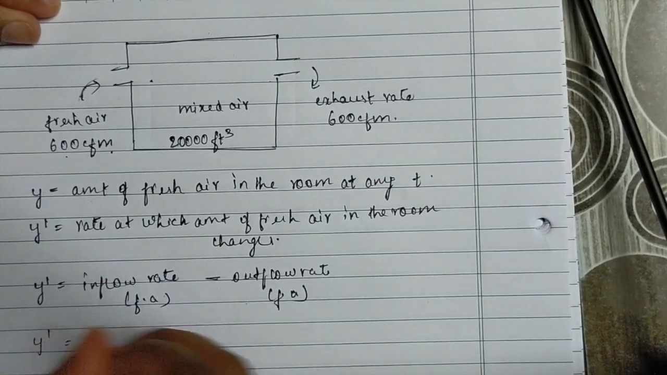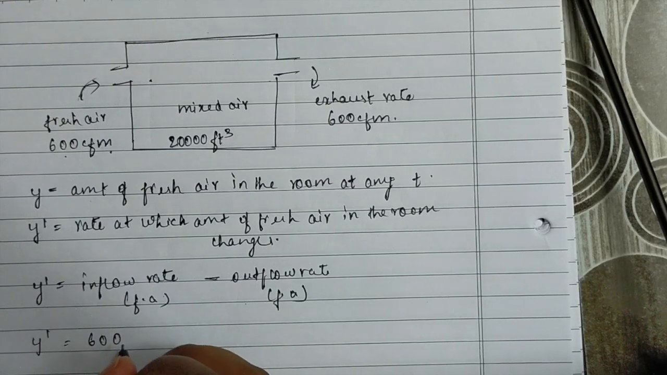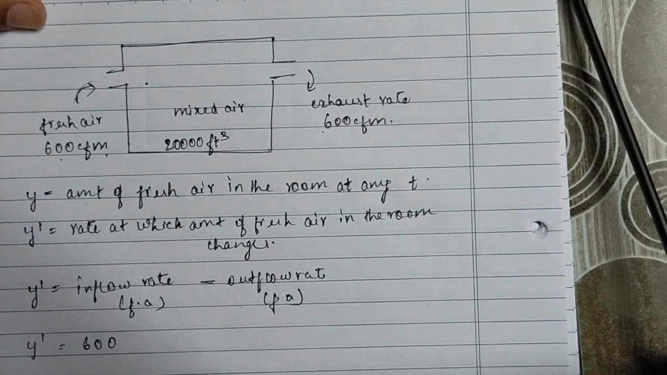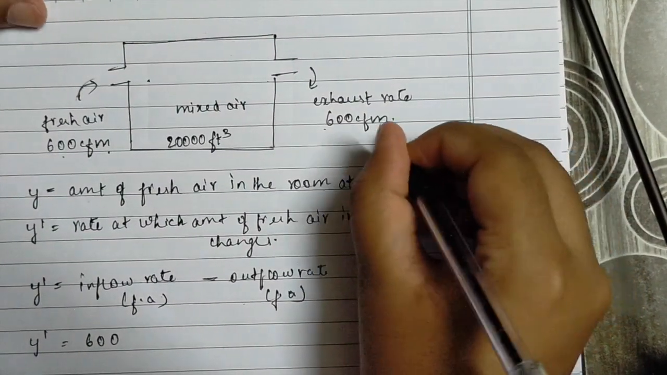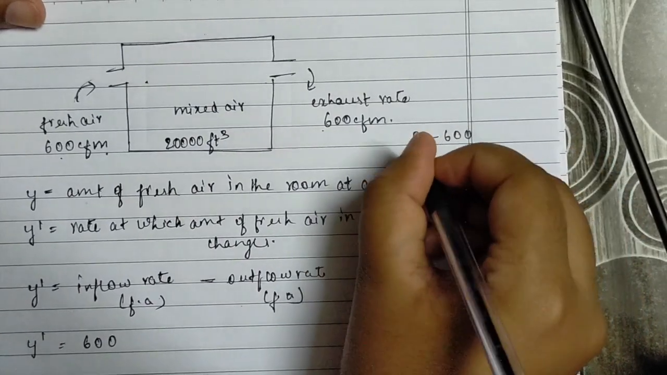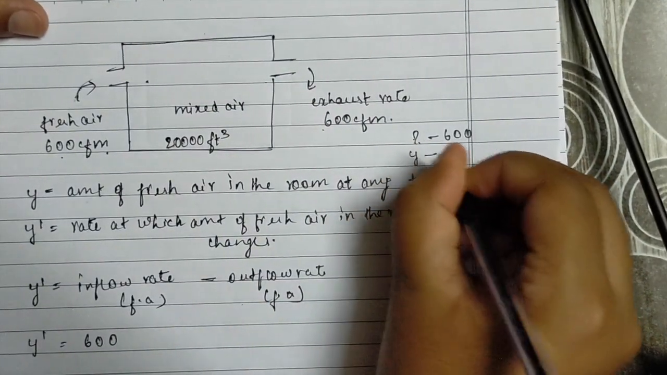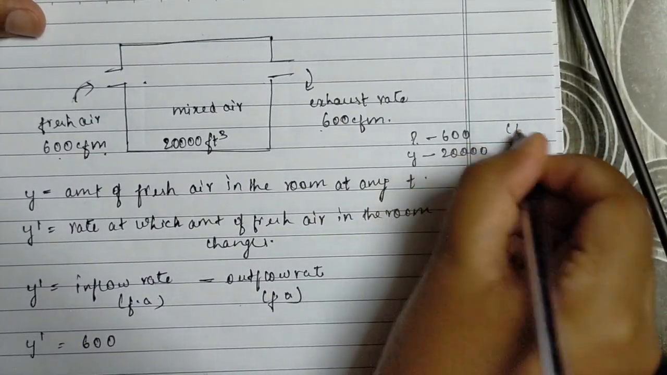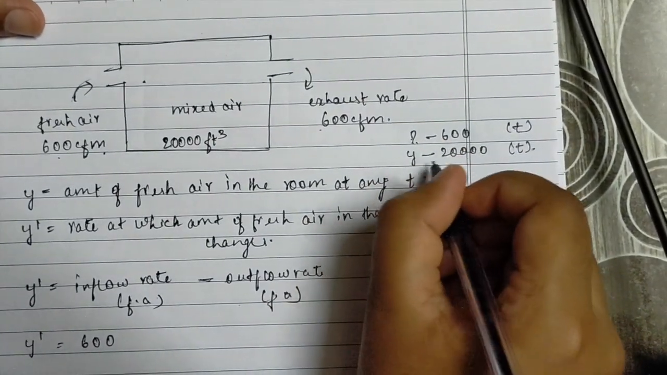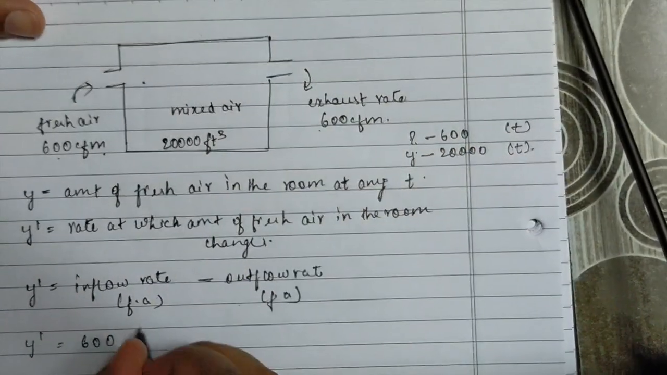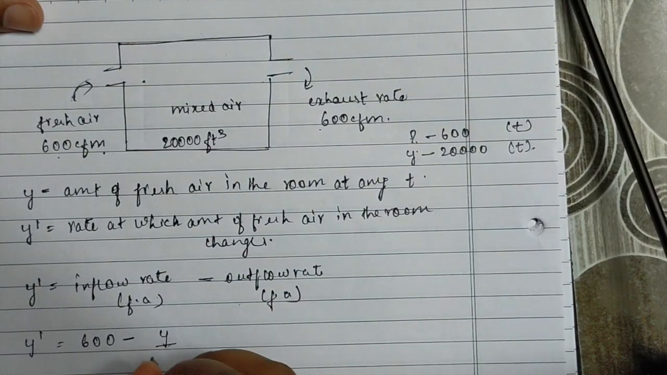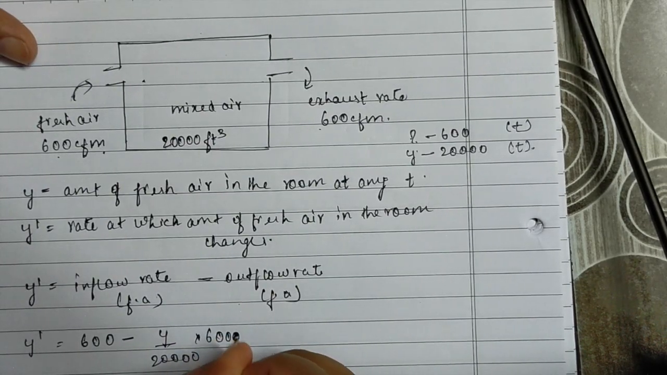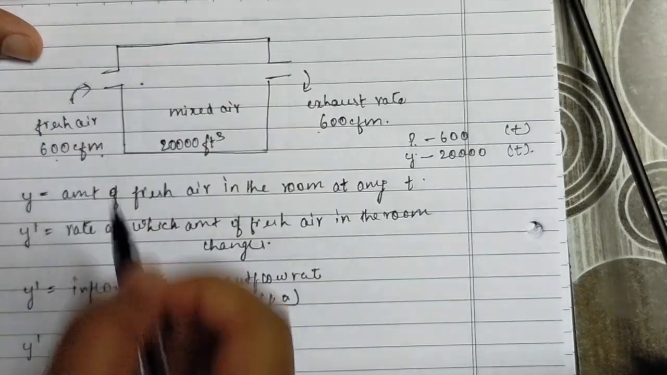The inflow rate would be 600 cubic feet per minute because we have pure fresh air coming in, and the exhaust rate is 600 CFM, but that has mixed air. So how many parts of it would be fresh air? We have Y parts in 20,000 cubic feet if we consider a time instant t. So at that time instant, we're going to have Y into 600 by 20,000. That would be our outflow rate. The difference between them gives us the rate of change of fresh air within the room.